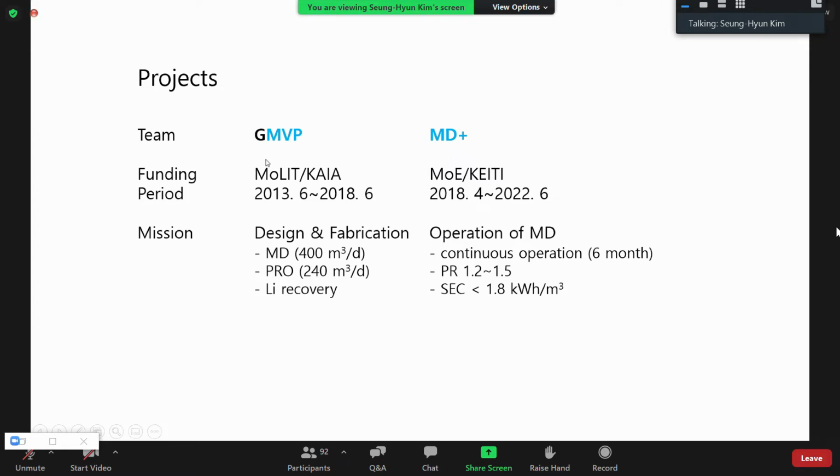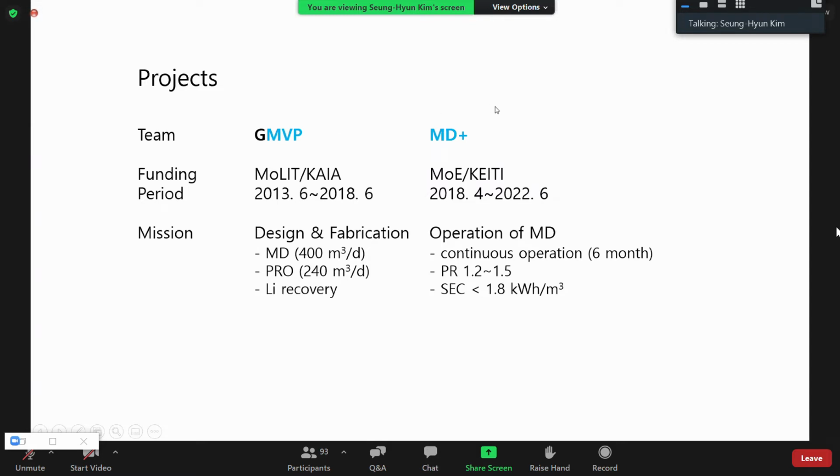First project, we call that research team GMVP, funded by Ministry of Land Infrastructure and Transportation, KAIA. It's a 5-year project. It started 2013, ended 2018. The main mission of this project: design and fabricate a pilot. We designed and fabricated a membrane distillation pilot, a PRO pilot, and a lithium recovery pilot.